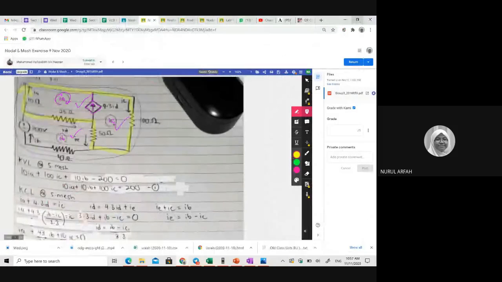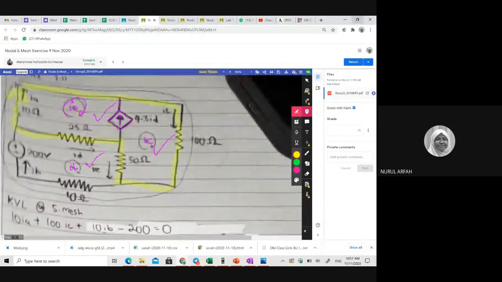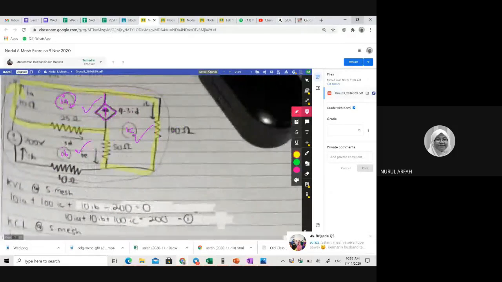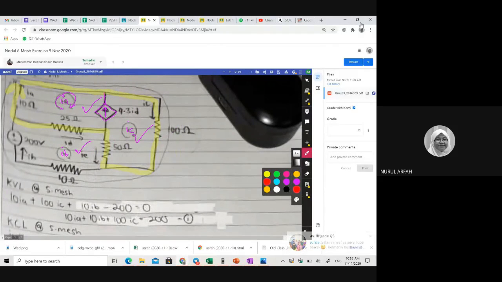So where's the boundary? The one I colored yellow. Okay, very good. Let me see, KVL at the super mesh. This is 10.